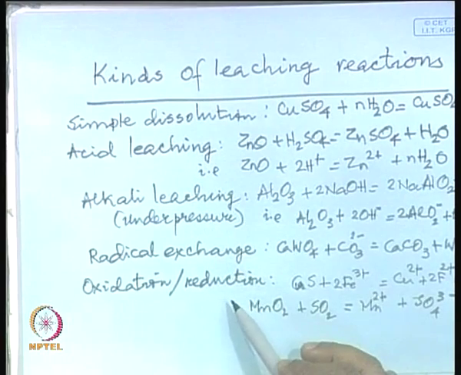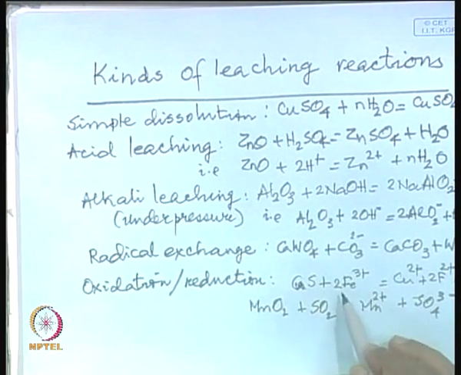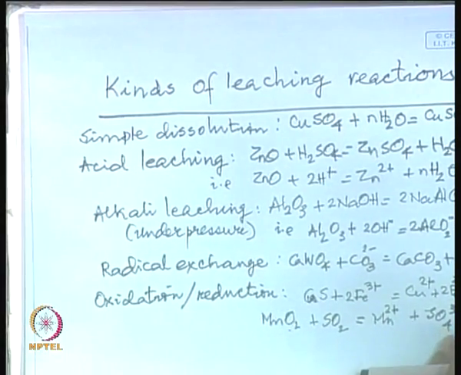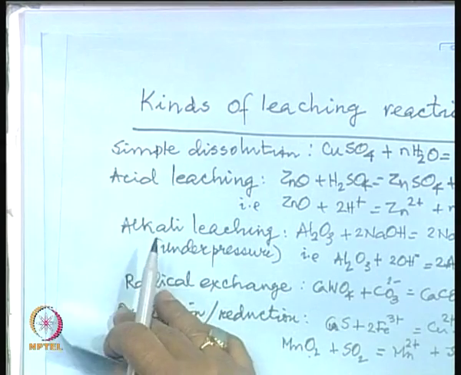There can be oxidation reduction reactions, like copper sulfide being leached by ferric ion to give Cu2+ and 2Fe2+. The ferric becomes reduced to ferrous. Or MnO2 plus SO2 giving Mn2+ and SO4 2-, which is a reduction reaction. So, these sorts of reactions take place during leaching.